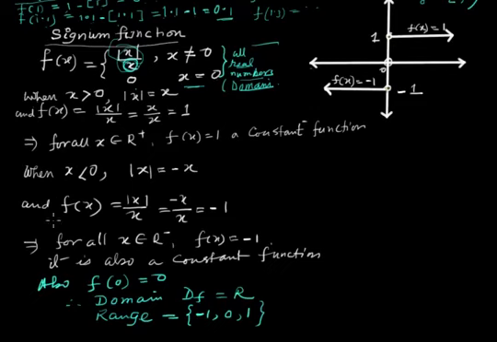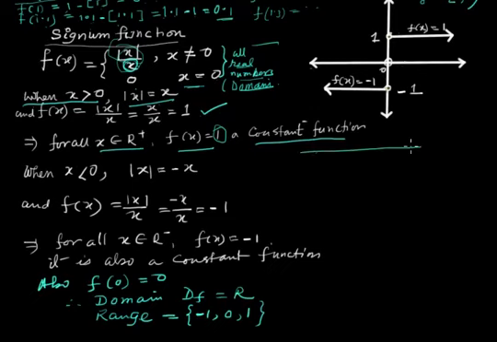Now we divide it into three parts. First, when x is positive, mod x equals x, and f(x) equals mod x by x, that is x by x, which equals 1. So when x is positive, that is all R plus, f(x) is equal to 1. And 1 is a constant number, and this type of function is called a constant function.